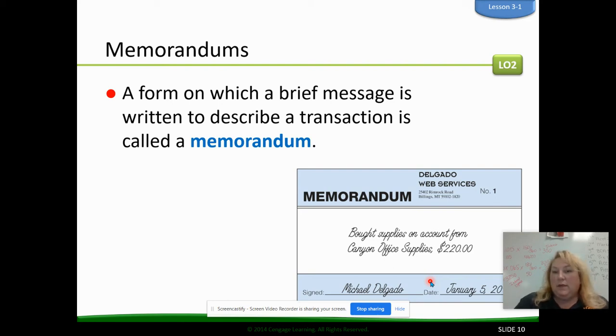So the owner, Michael Delgado, went to Canyon Office Supplies, bought supplies, charged them on our account, and brought back the receipt and wrote this up for the bookkeeper to say, hey, I bought some supplies on account from Canyon Office Supply. And then that memorandum creates a transaction for us that we have to do.